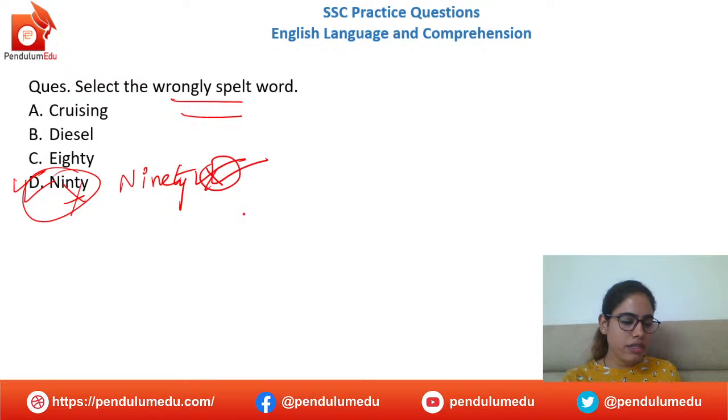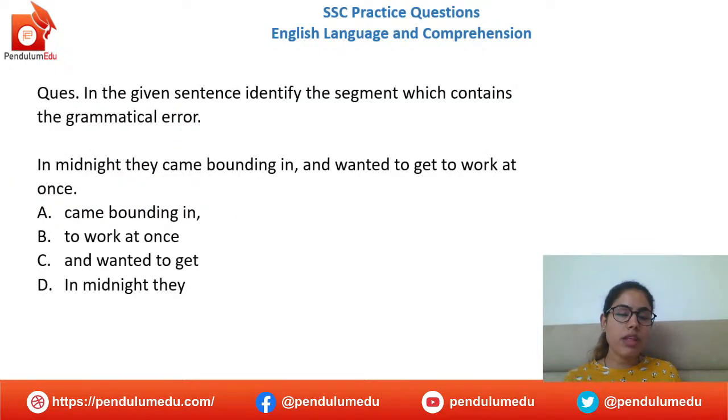Okay, Tarun, Sanjeev, your answers are right. Let's go ahead. Next one. Error. In midnight, they came bounding in and wanted to get to work at once. Tell me. Quickly, where do you see the error? Ashish says A. What is the error, Ashish? If you could let us know.